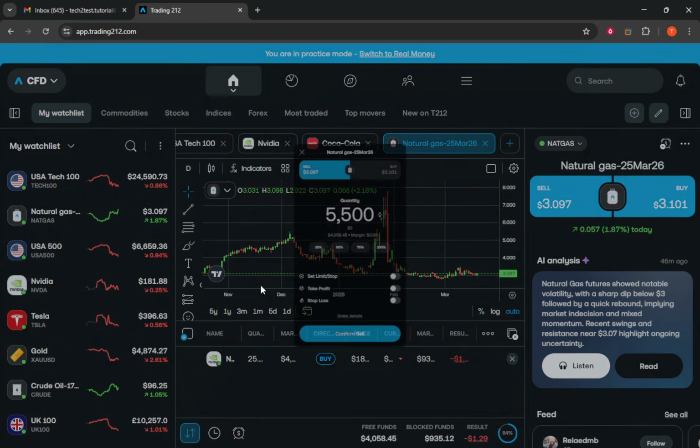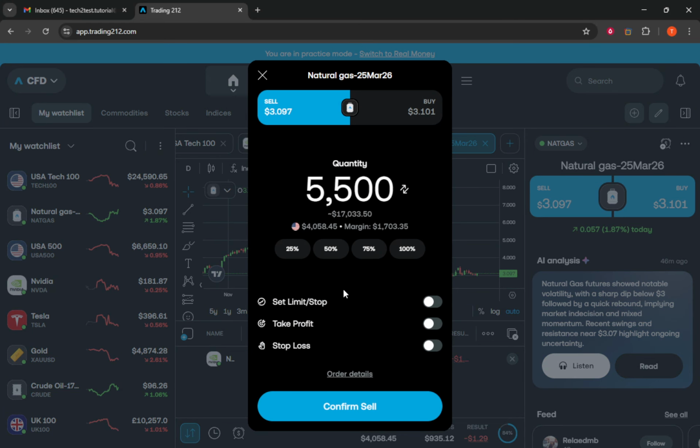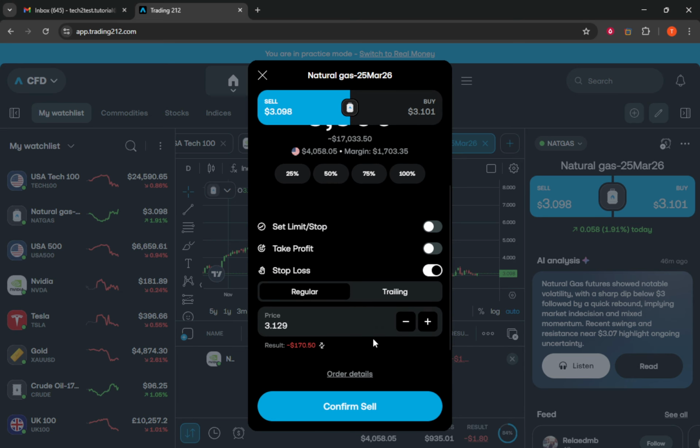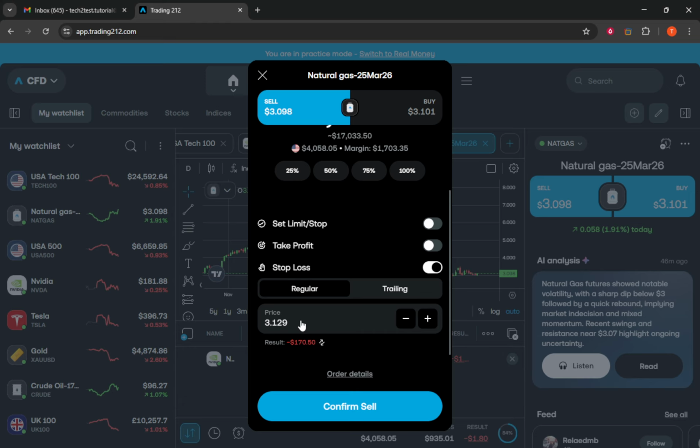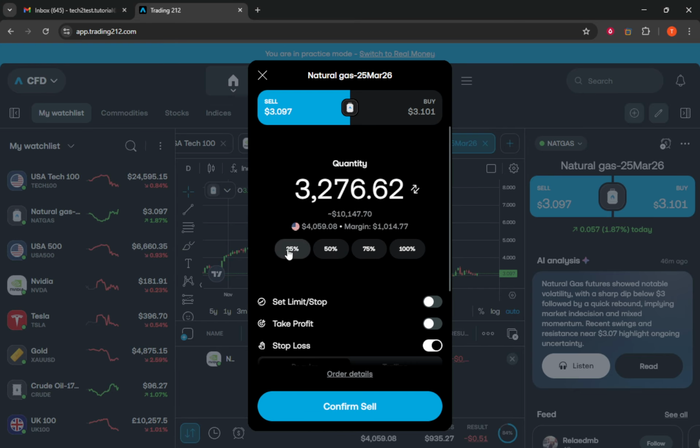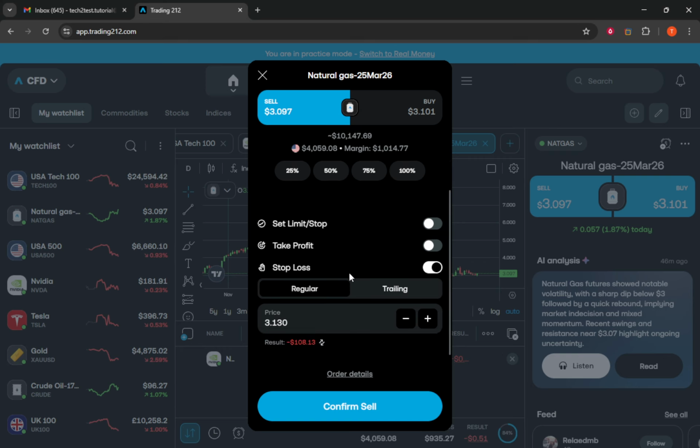In the order form, look for the section labeled Stop Loss and Take Profit. Toggle on Stop Loss to reveal the input. Enter your stop price. For a buy position, this price will typically be set below the current market level because you're telling the platform to close the trade if the price drops to that point.